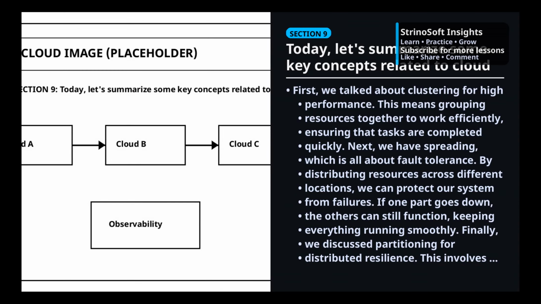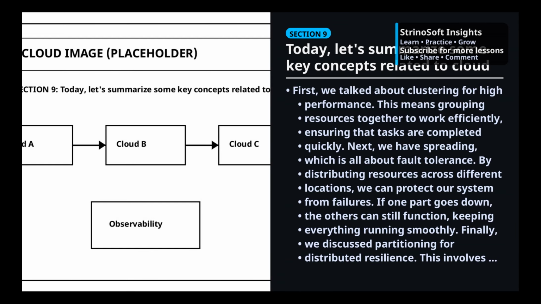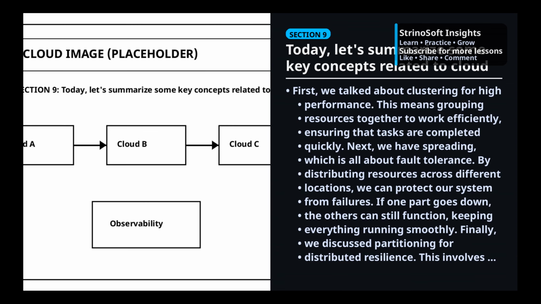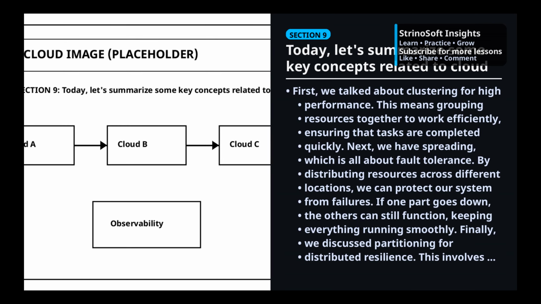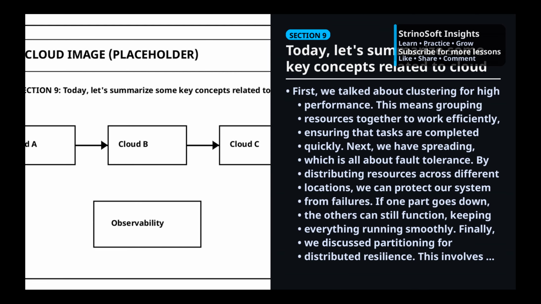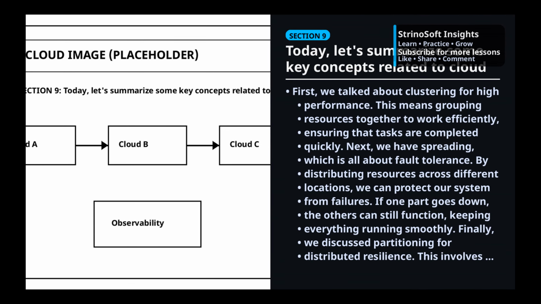First, we talked about clustering for high performance. This means grouping resources together to work efficiently, ensuring that tasks are completed quickly. Next, we have spreading, which is all about fault tolerance. By distributing resources across different locations, we can protect our system from failures. If one part goes down, the others can still function, keeping everything running smoothly.